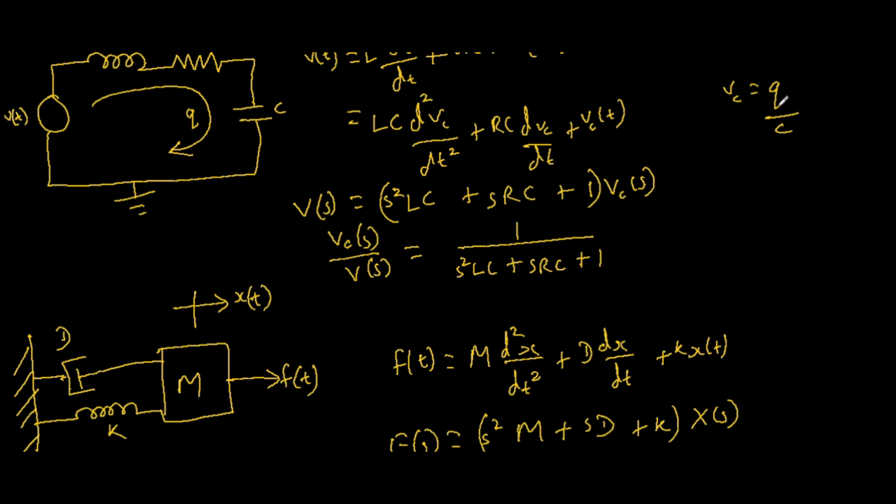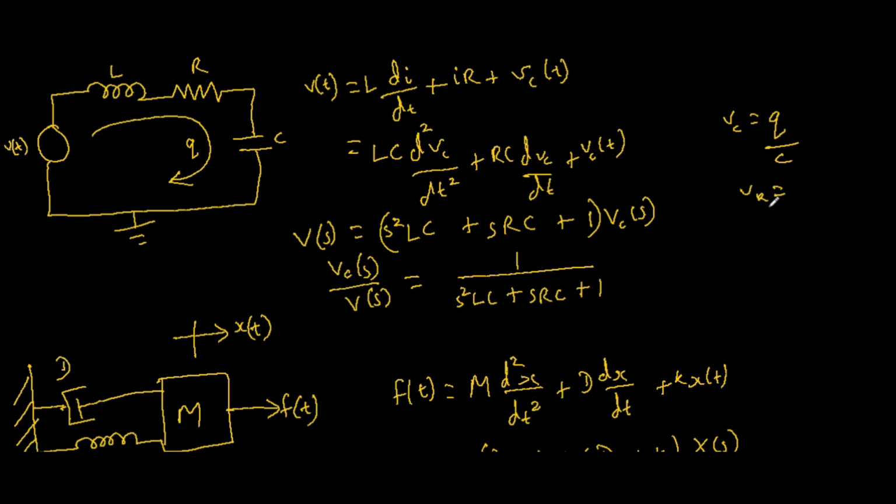Okay, so your VC will simply be Q divided by your capacitance. In other words, a constant multiplied by the charge. Your VR, on the other hand, we know is current times resistance, but since we're using charge in here, it will be your resistance multiplied by dQ/dt. And then the voltage across your inductance, L di/dt, will become L times the second derivative of Q with respect to t.